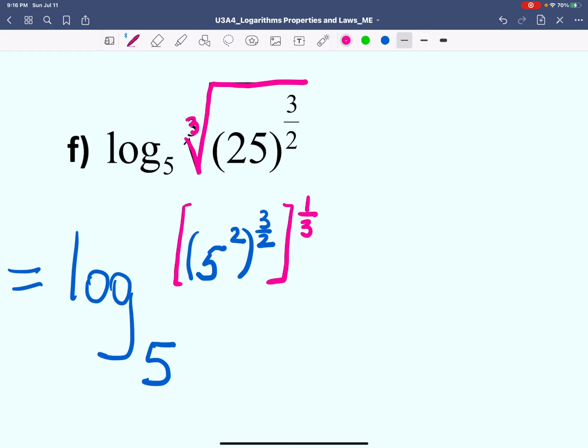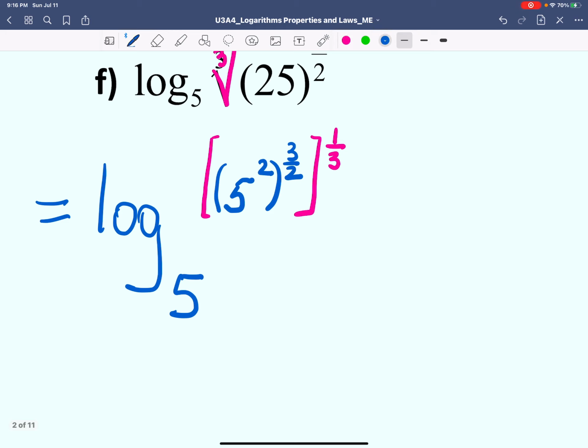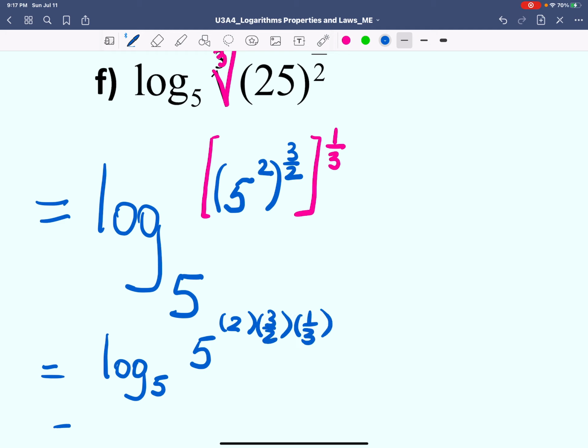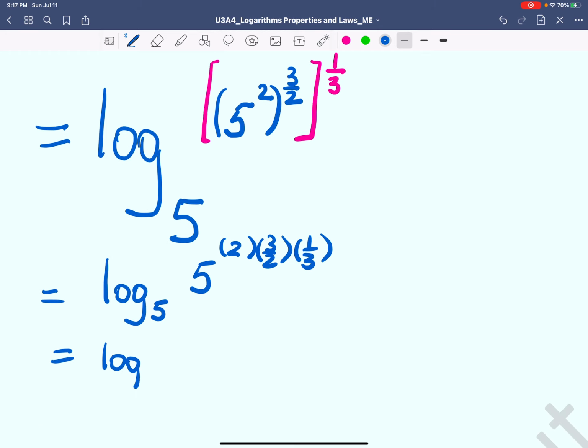So let's simplify a little bit more. We have the log with base 5 of the number 5, and now we are going to marry all these exponents together. We have the power of the power of the power, which means they will multiply to give 2 times 3 over 2, and then times 1 over 3. Interesting, isn't it? So that would equal log with base 5 of 5 to the power of, notice how the 2's will simplify and the 3's will simplify, and we are left with the power of 1. The answer is 1. Very sneaky, I would say.